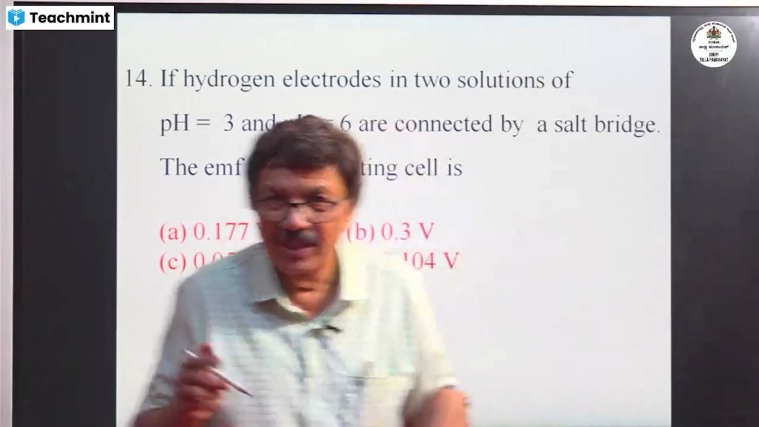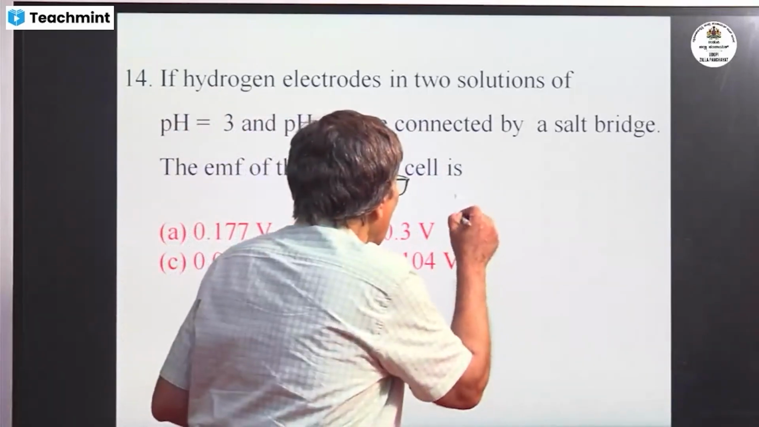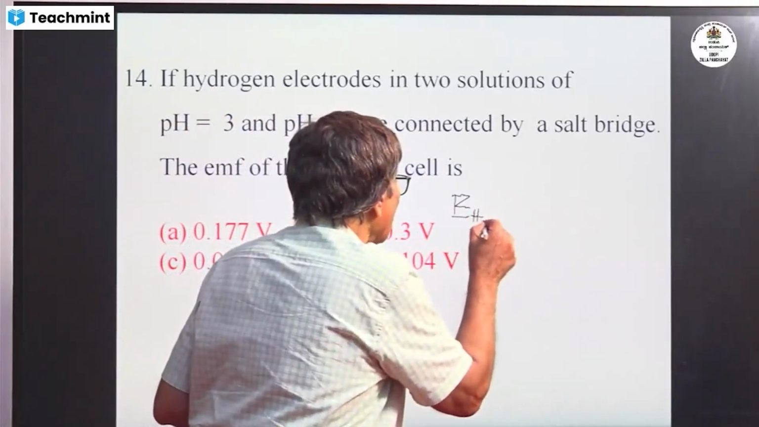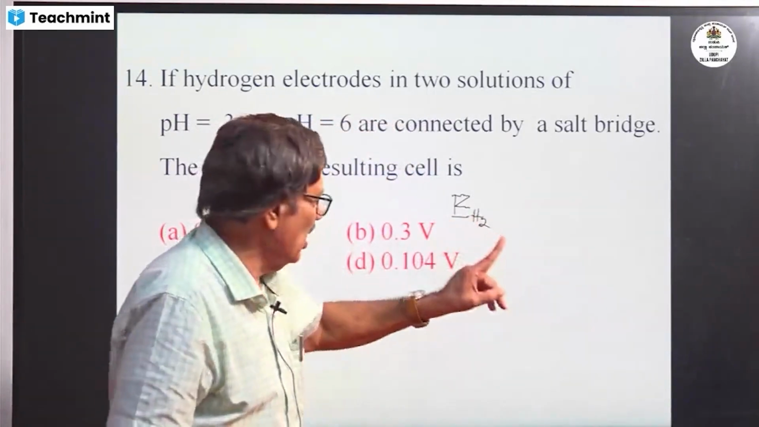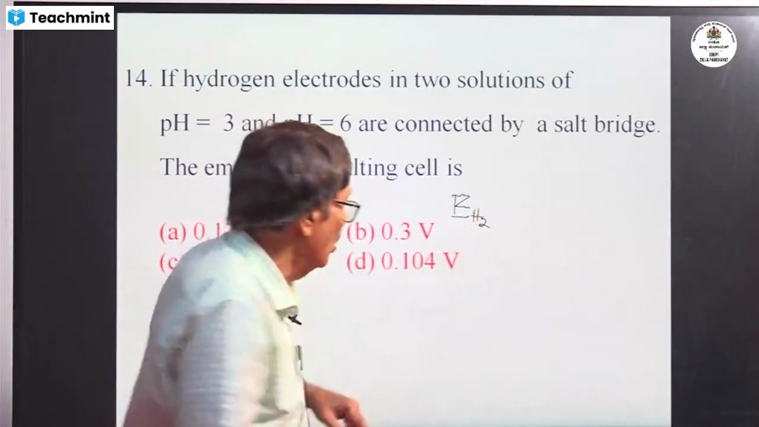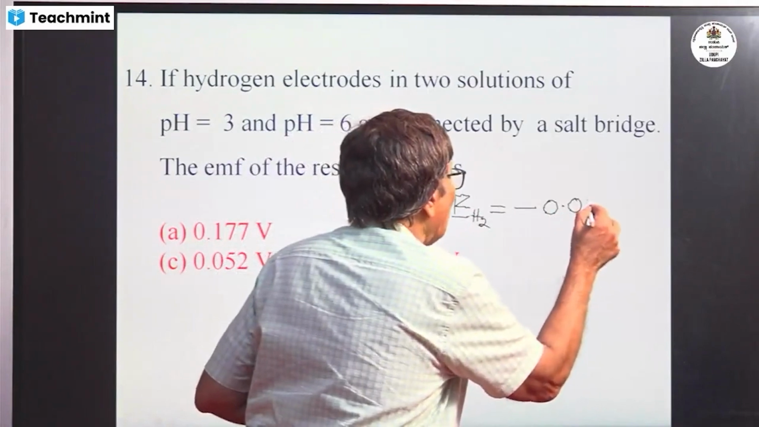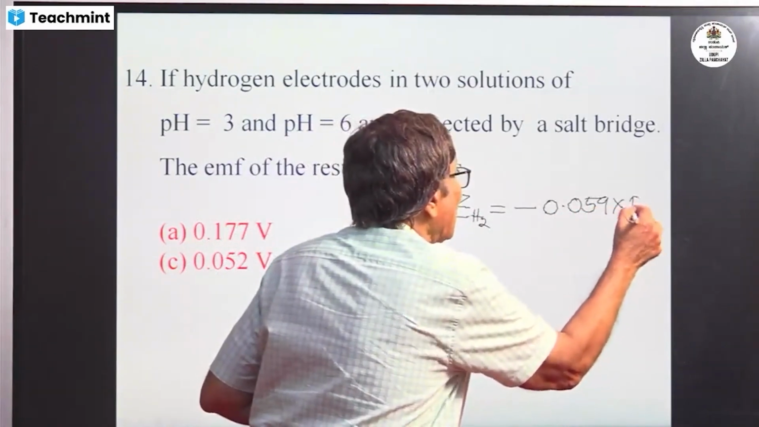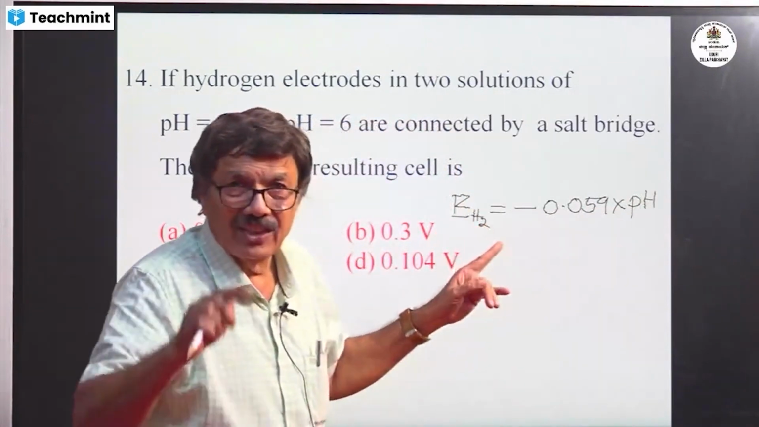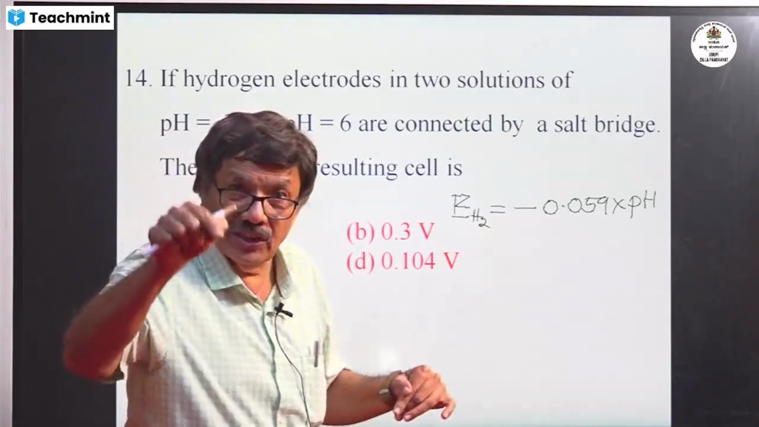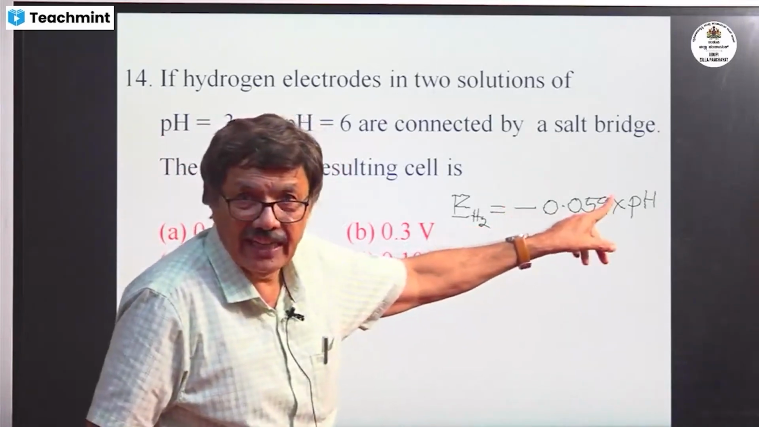One thing I'll tell you. Electrode potential of hydrogen electrode, not standard, any condition, is minus 0.059 into pH. This is the formula. Even in your board exam, they ask a problem on this. So electrode potential of hydrogen electrode is minus 0.059 into pH.